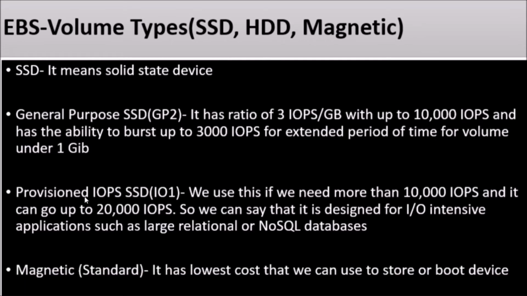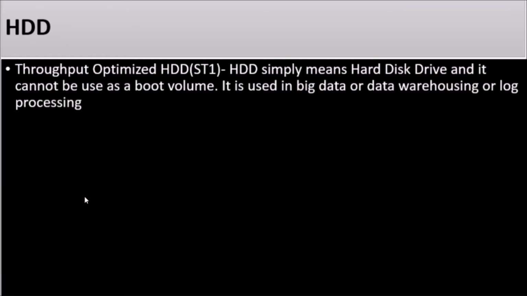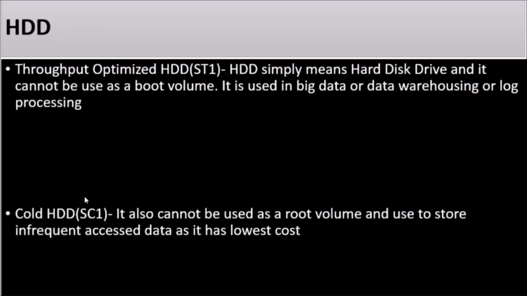And next we have magnetic, which is also known as standard. This is the lowest cost option that we can use to store our boot device. Then we have HDD. HDD simply means hard disk drive, and it cannot be used as a boot volume, and it is used in big data, data warehousing or log processing. Then we have cold HDD. It also cannot be used as a root volume and is used to store infrequently accessed data, as it has low cost. So we cannot use HDD as a root volume.